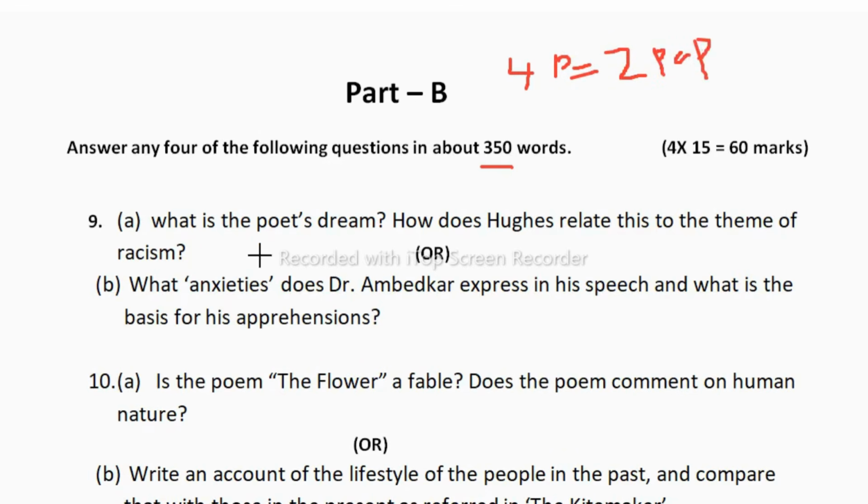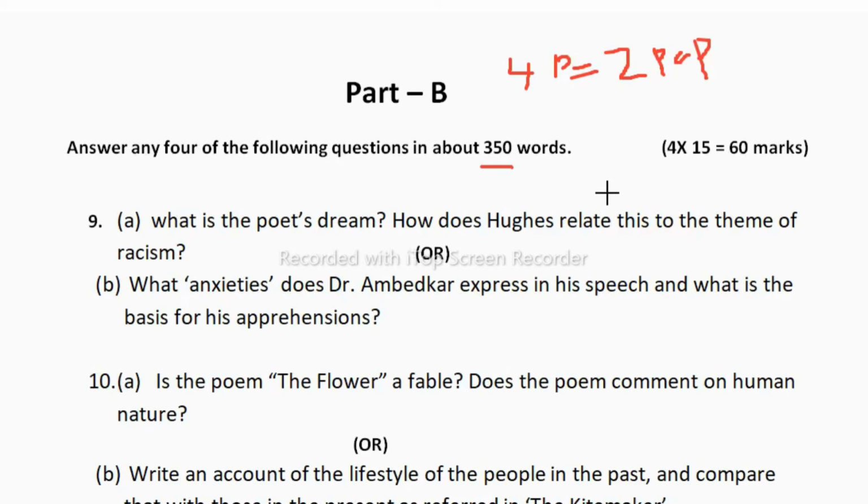So now how will you write this? In the last third semester also I taught you how you have to write this. Whatever question you get, you should write one summary only. Like, what is the poet's dream? How does Hughes relate this to the theme of racism? You can answer this one. It is from As I Grew Older by Langston Hughes. So whatever question you get from comprehension, that's one summary you should write.